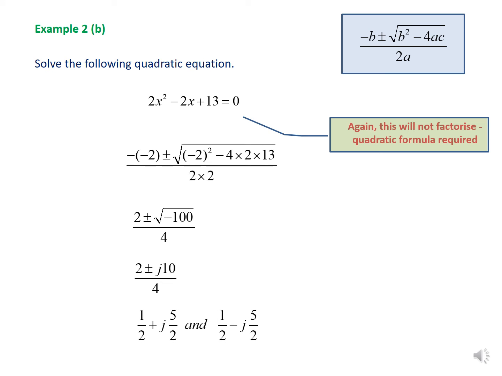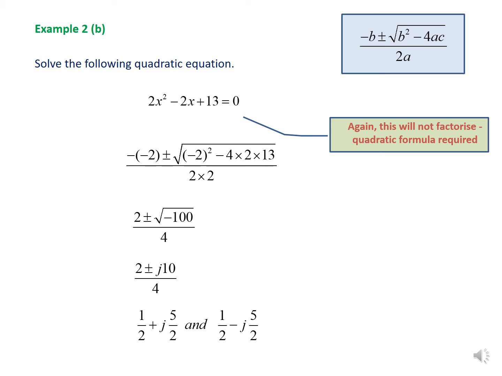And this looks slightly more awkward because it didn't come out as whole numbers at the end. We've ended up with fractions. So again here the discriminant, when we calculated it, turned out to be negative 100. And I've stopped showing some of the working here.